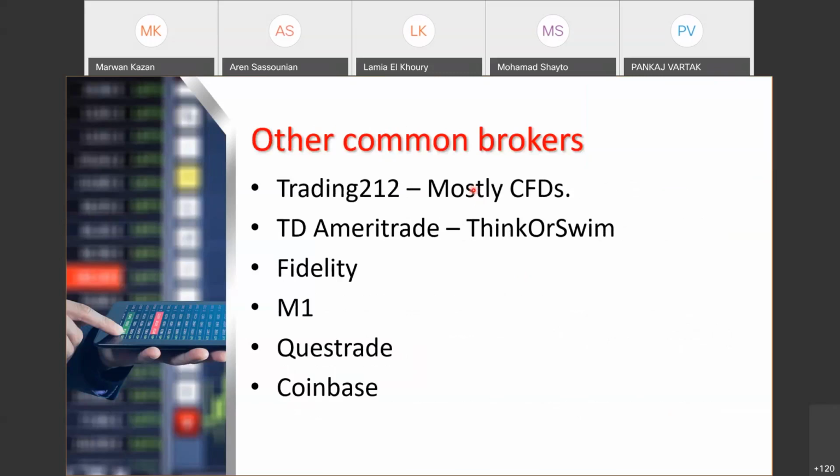And some other common brokers include Trading 212. It's mostly contracts for difference. It's not stocks. TD Ameritrade or Thinkorswim, that's a very popular platform, especially in the US. You have Fidelity, you have M1, you have Questrade, and Coinbase. Coinbase is actually one of the biggest cryptocurrency traders.